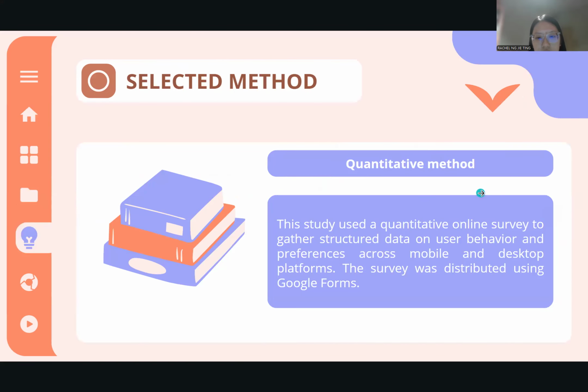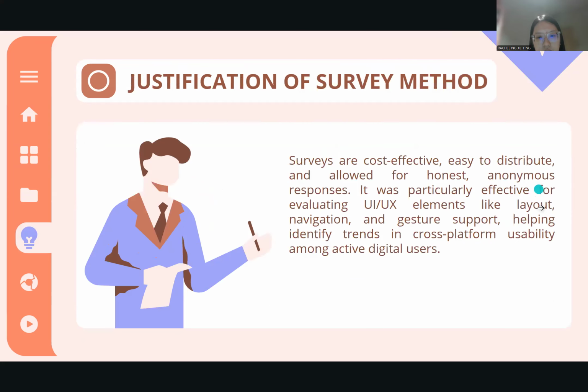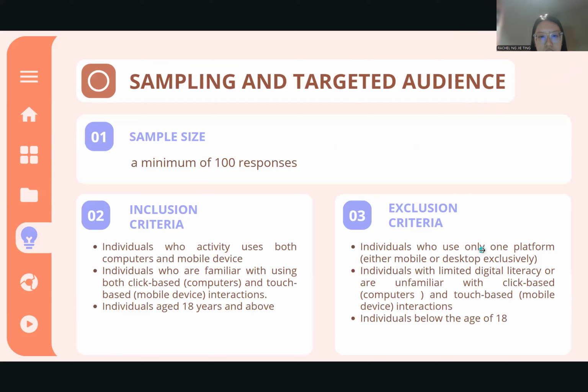For my research methodology, my selected method is the quantitative method. Why did I choose this method? Surveys are cost-effective, easy to distribute, and allow for honest, anonymous responses.